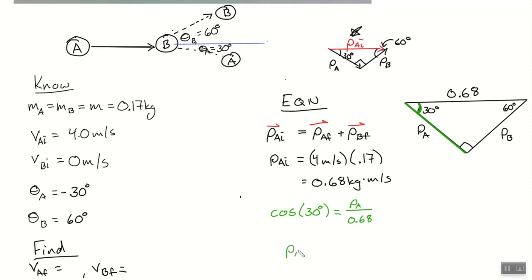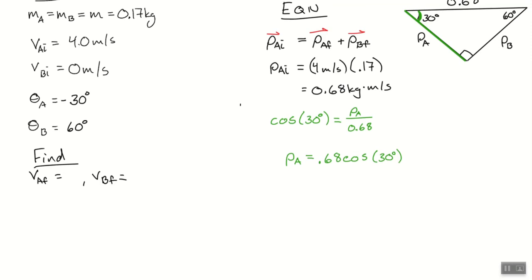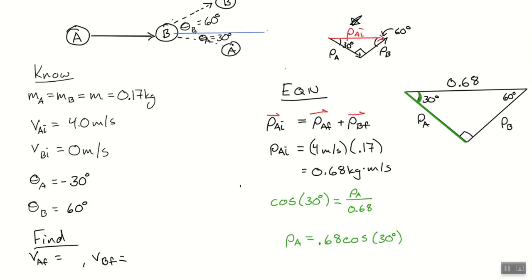So check it out. Can we do it without a calculator, you think? Not to get a real nice number, but what would you do to solve for the momentum of A? So time out. We'll get there, but we're here first. I'm going to multiply by 0.68. I think it's still cosine, isn't it? Okay. But we're good. We're going to get through it.